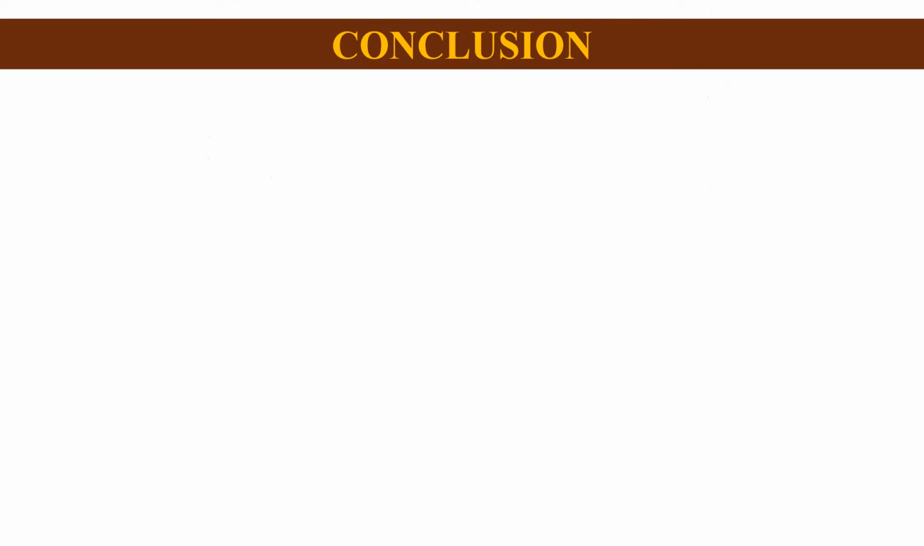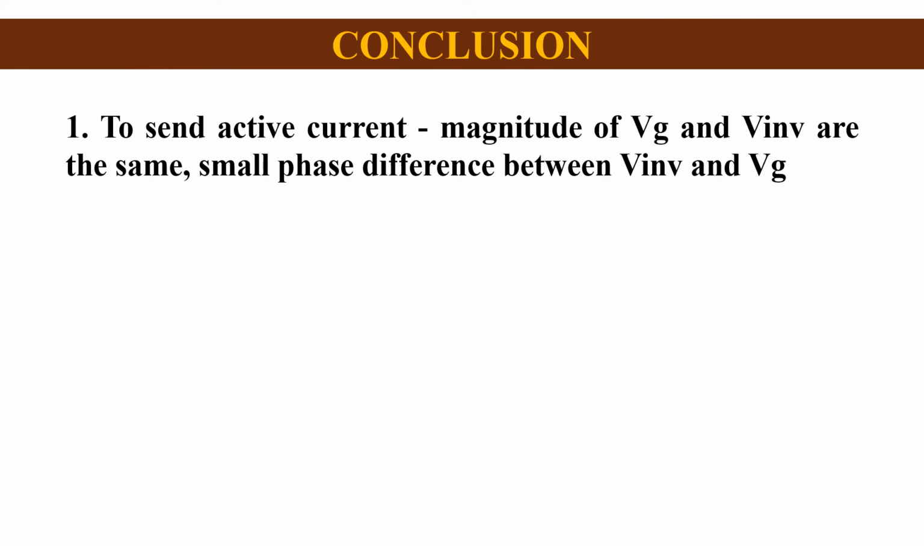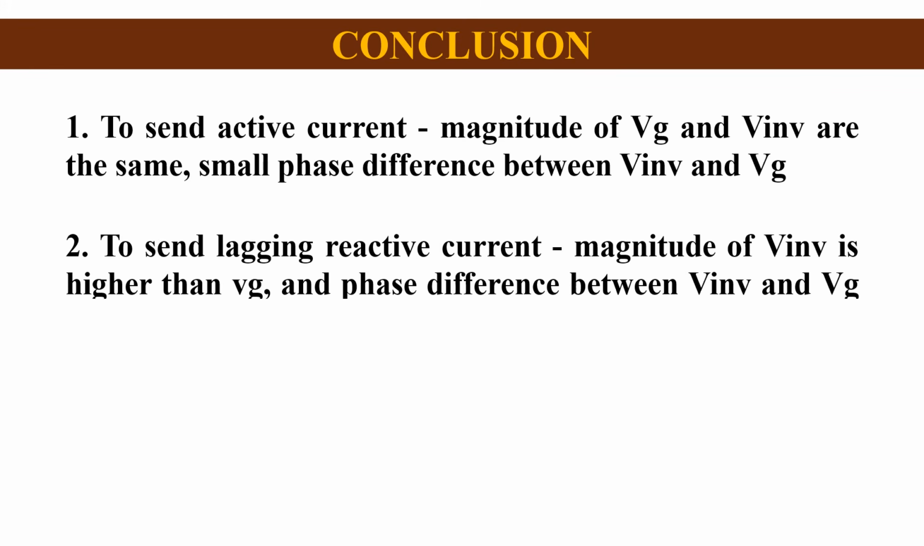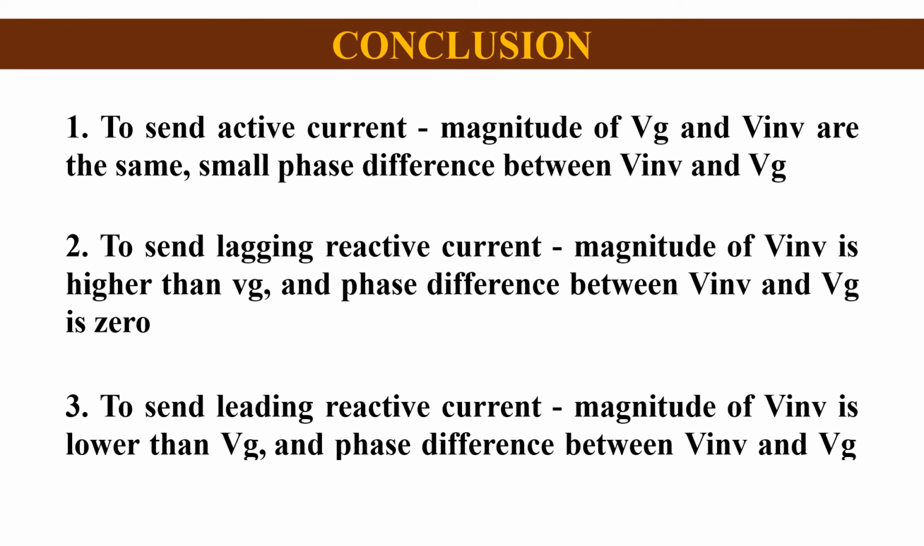So I will just conclude what we learned today. To send active current to the grid, magnitude of inverter voltage and grid voltage should be the same, and the inverter voltage should lead the grid voltage by some angle. To send lagging reactive current to the grid, magnitude of inverter voltage should be higher than the grid voltage, and the phase difference between them should be zero. To send leading reactive current to the grid, magnitude of inverter voltage should be lower than the grid voltage, and the phase difference between them should be zero.